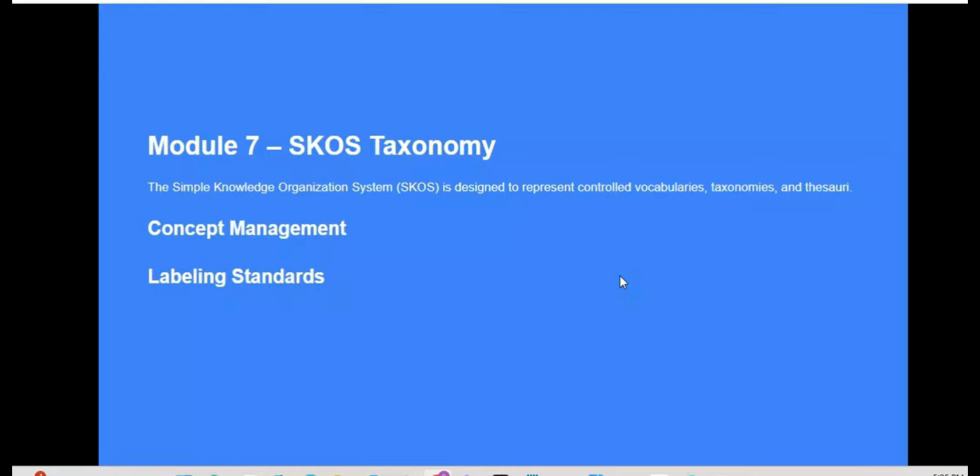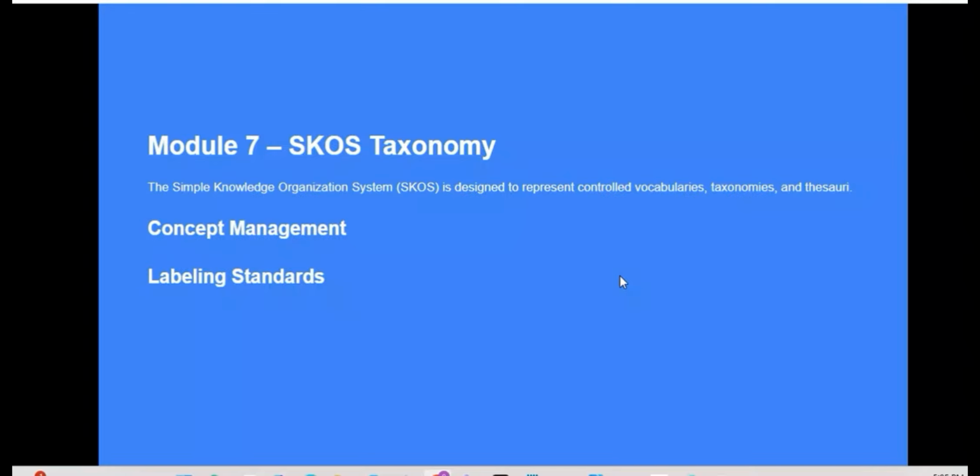Next is about SKOS taxonomy. SKOS, the Simple Knowledge Organization System, is designed to represent controlled vocabularies, taxonomies and thesauri. So concept management: SKOS supports hierarchical structures using relationships such as broader concepts, narrower concepts and related concepts. Labeling standards: SKOS enables multilingual terminology management through standardized labels including preferred label, alt label, etc.